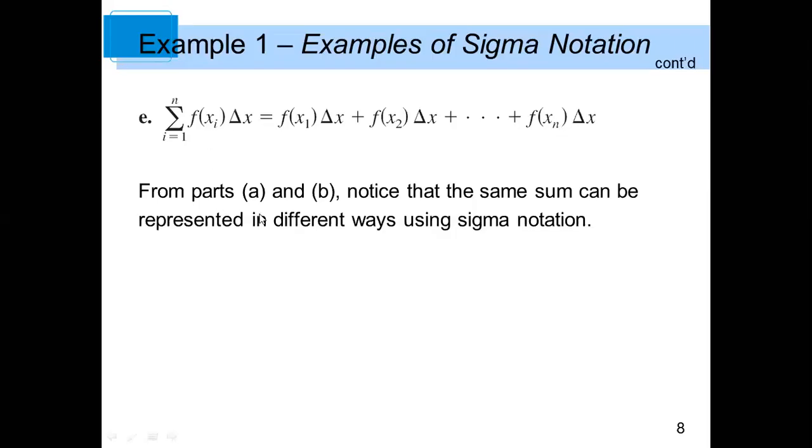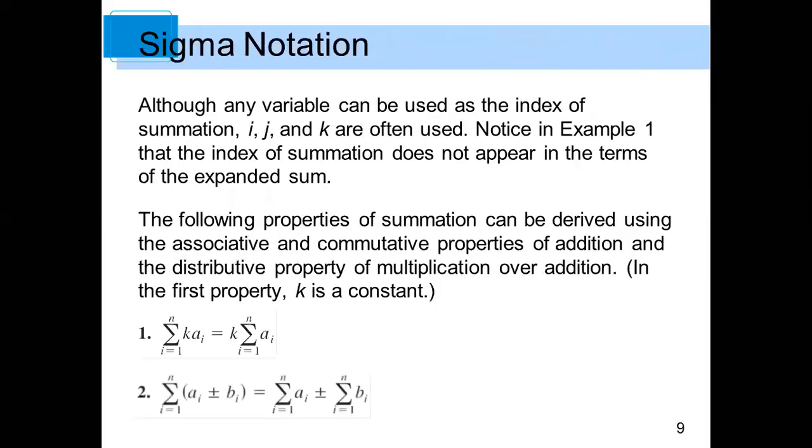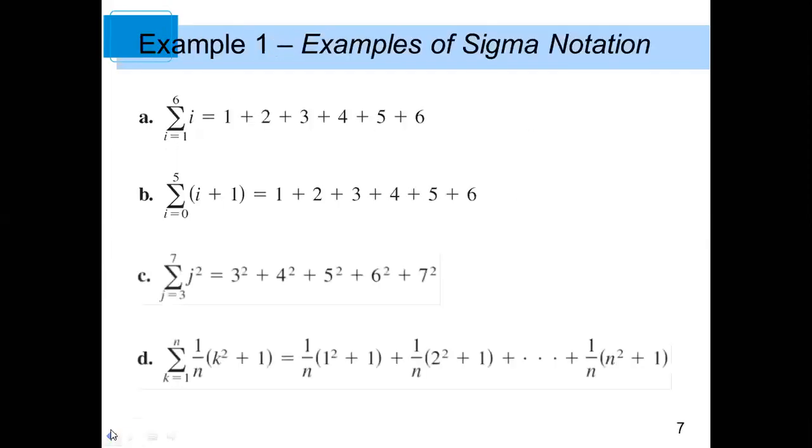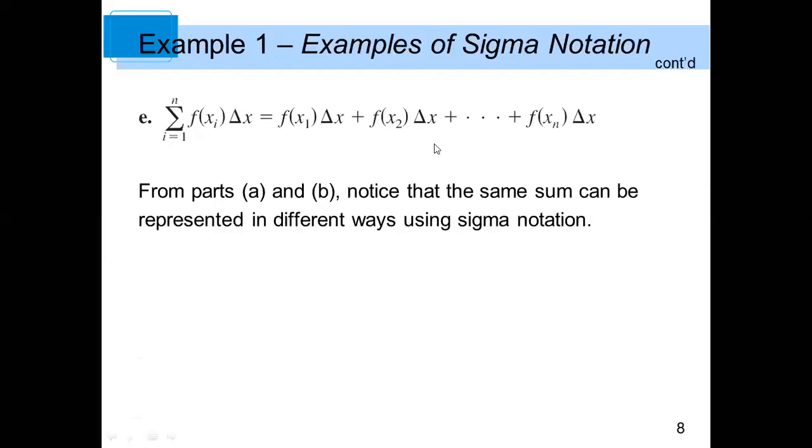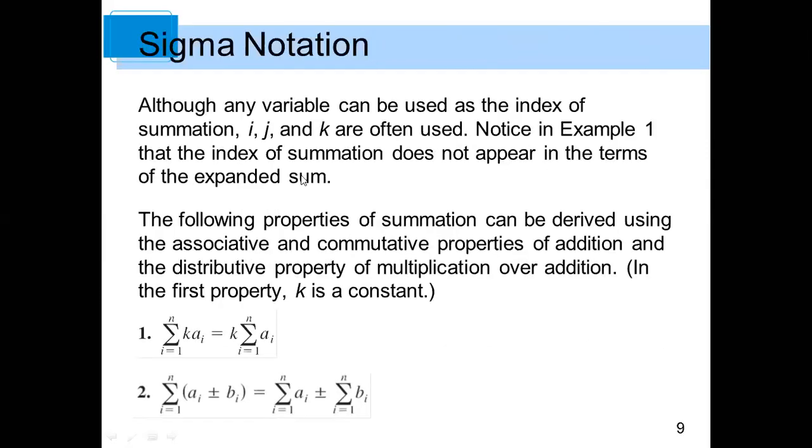From parts A and B, notice that the same sum can be represented in different ways using sigma notation. Although any variable can be used as the index of summation, I, J, and K are often used. Notice in example 1 that the index of summation does not appear in the terms of the expanded sum. Let me back up and show you what I'm talking about. The I does not appear in the terms because you're substituting 1 through 6 in for I.